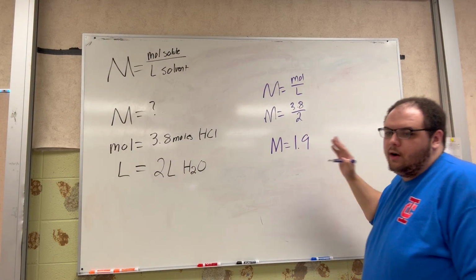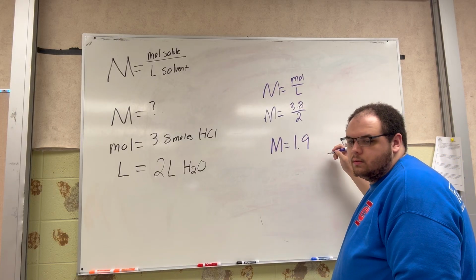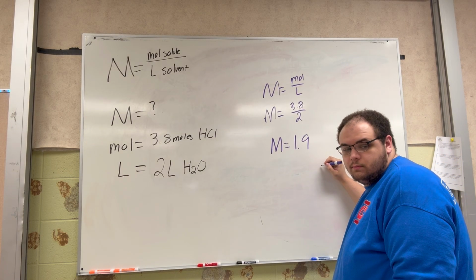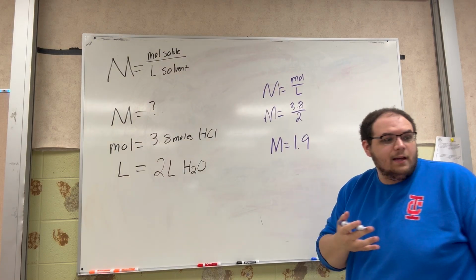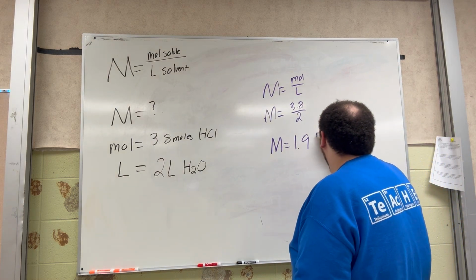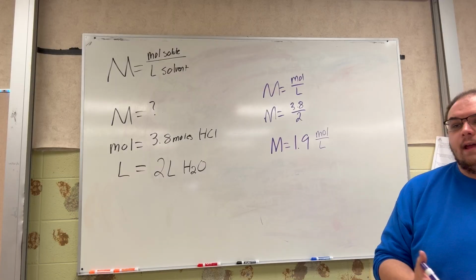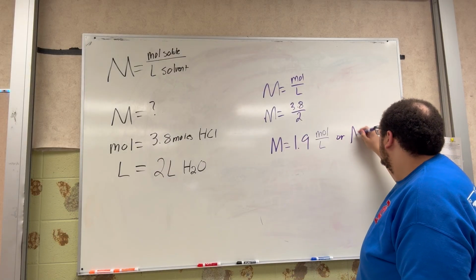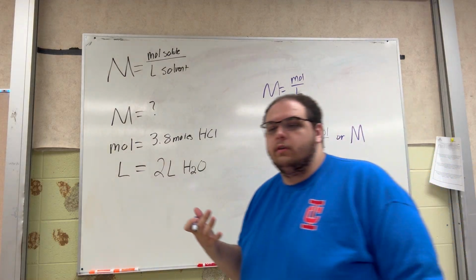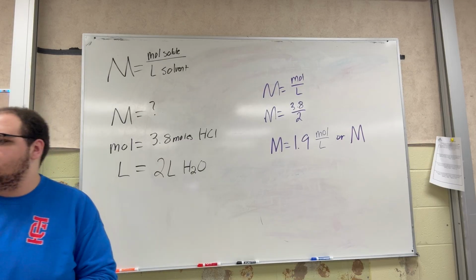But I'm missing something. I can't just walk around the halls butt naked. I need a unit. What's my unit going to be here? Yeah, you can say moles over liters. That's one way to write it. The shorthand way to write that and the easy way is just the big M. Big M stands for the word molar. Molar is the unit that we use to measure concentration.